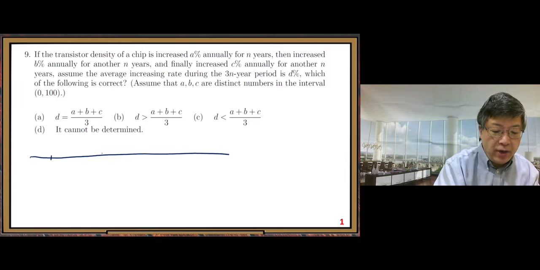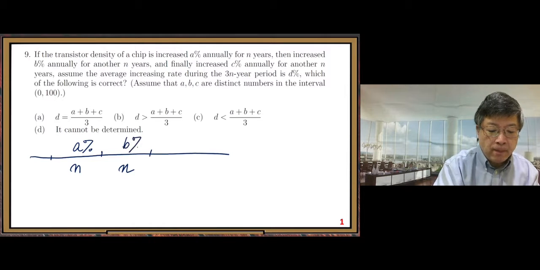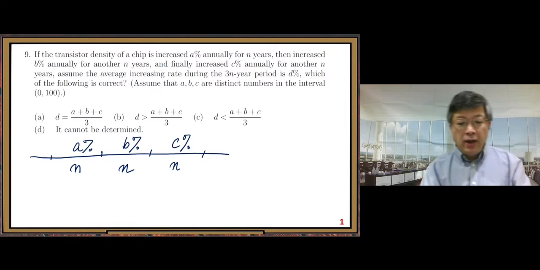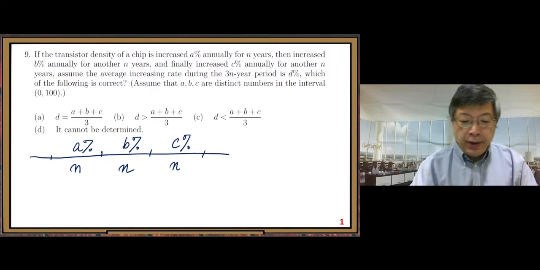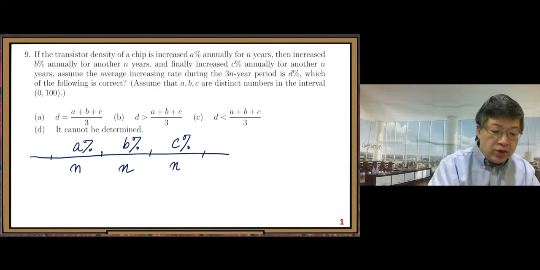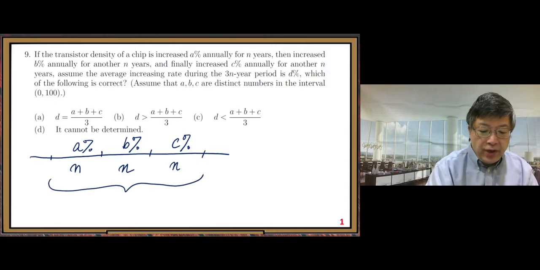So let me draw a diagram here. The first n years, 8% each year. Next n years, b%. The third n years, c%. All right. Then we assume during these 3n year span, the average increasing rate d%.